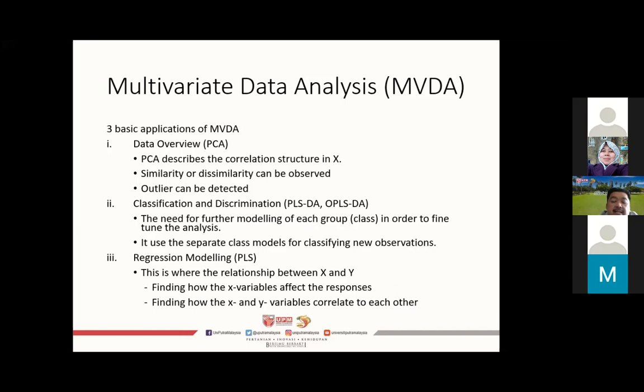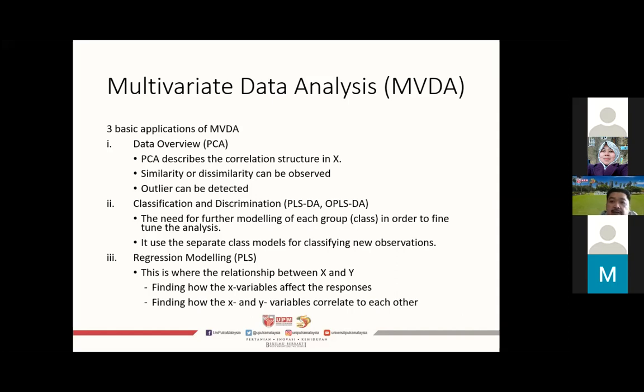Second is for classification and discrimination using PLS-DA or OPLS-DA. We apply this when we need further modeling of each group in order to fine-tune the analysis. It uses separate class models for classifying new observations.